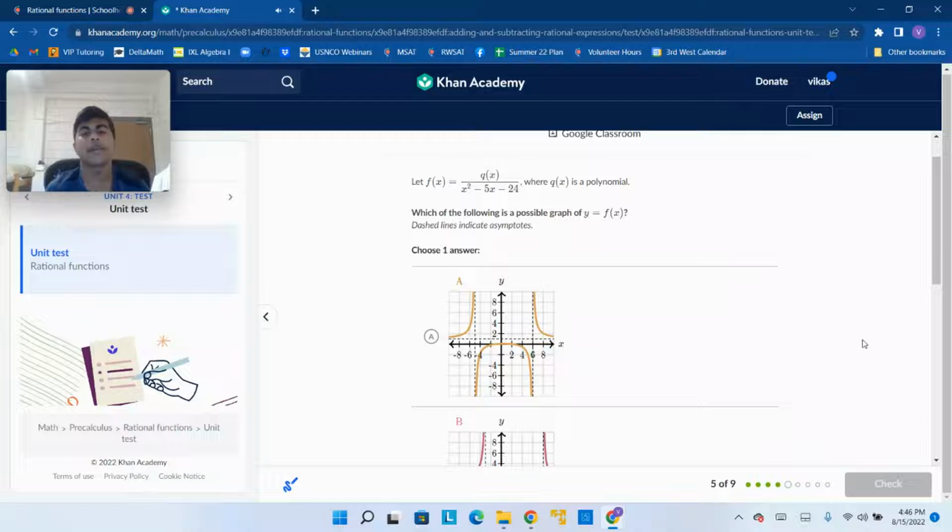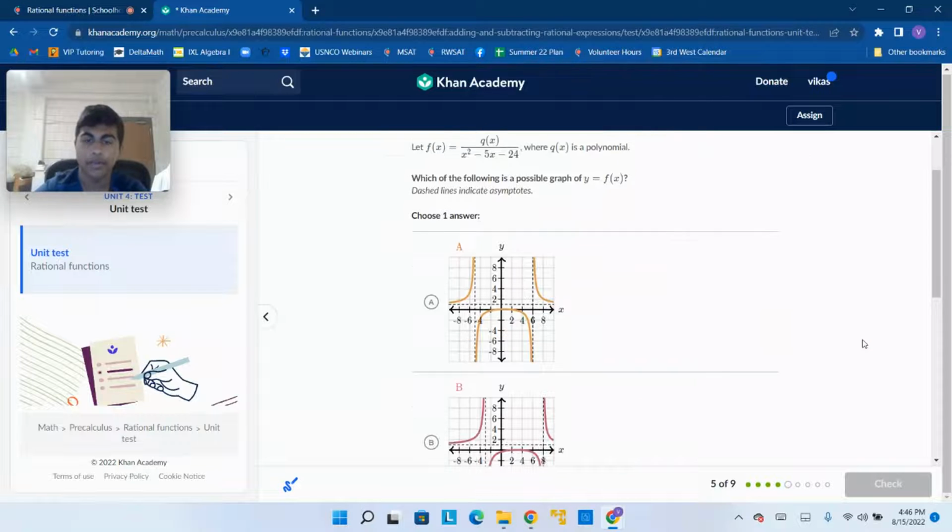Alright, here we have f of x equals q of x over x squared minus 5x minus 24, where q of x is a polynomial. Which of the following is a possible graph of y equals f of x? Well, we see in the denominator that x squared minus 5x minus 24 factors as x minus 8 times x plus 3, meaning that at x equals 8 and at negative 3, you're going to have some kind of asymptote, some discontinuity.